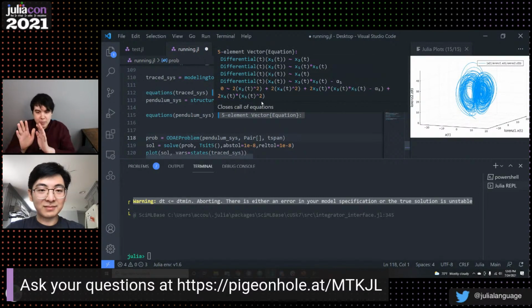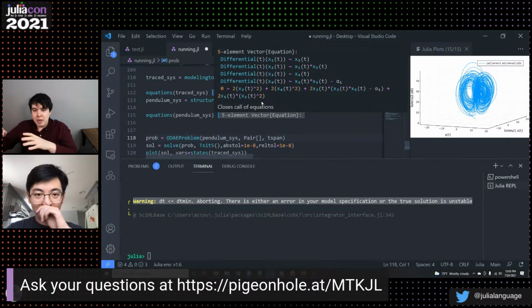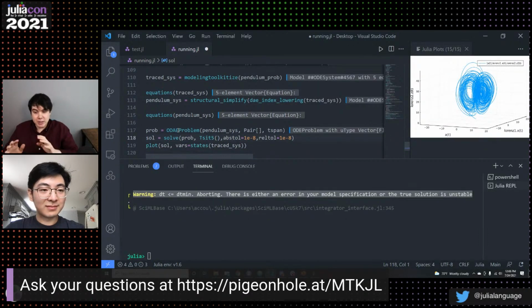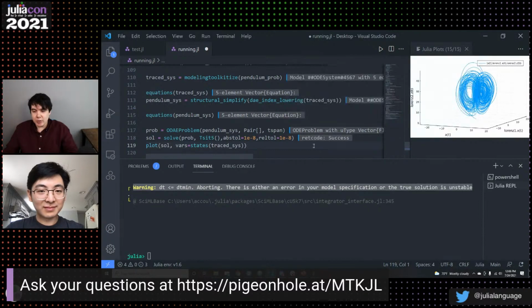This is mathematically the exact same model. It just differentiated the last equation twice and did some substitutions, but for some reason this thing is just much more stable to solve. It's really automatically changing your code around, and so now we can build it back to an ODAE problem. I'll mention the difference between ODAE problem and DAE problem in a second, but we can then bring this back to a numerical code.